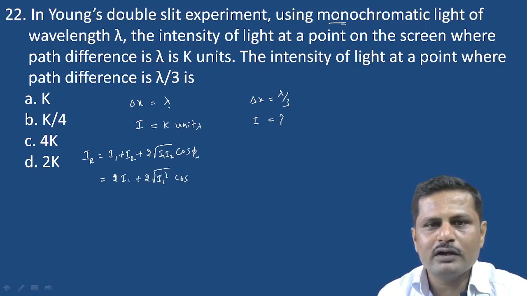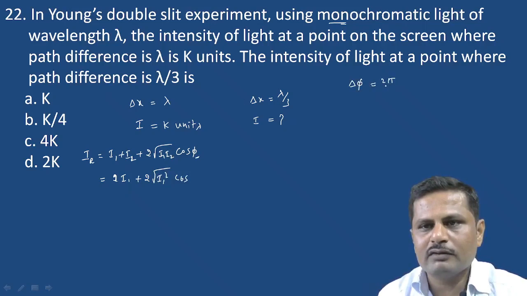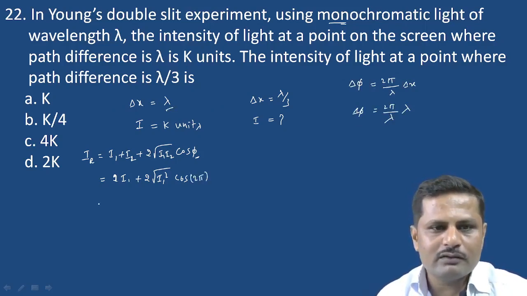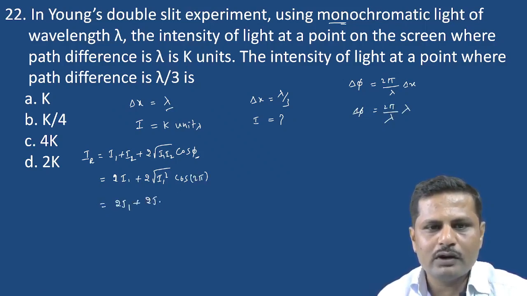So what is the value of psi here? If the path difference is lambda, we have a relation for phase difference and path difference: phase difference is equal to 2 pi by lambda into path difference. Here we have 2 pi by lambda into lambda, so the phase difference will become 2 pi. Now we get 2I1 plus 2I1, and cos 2 pi is 1. So this is equal to 4I1. This is the resultant intensity, which is mentioned as k units here.